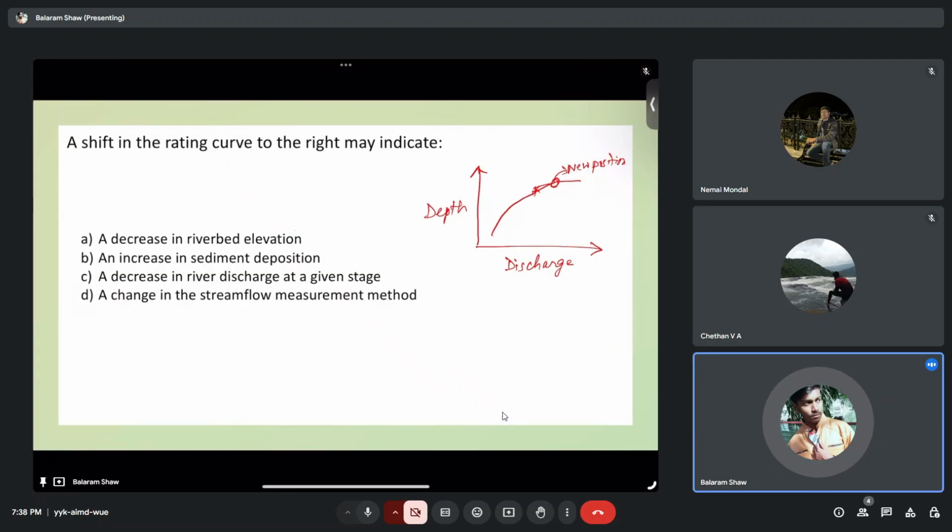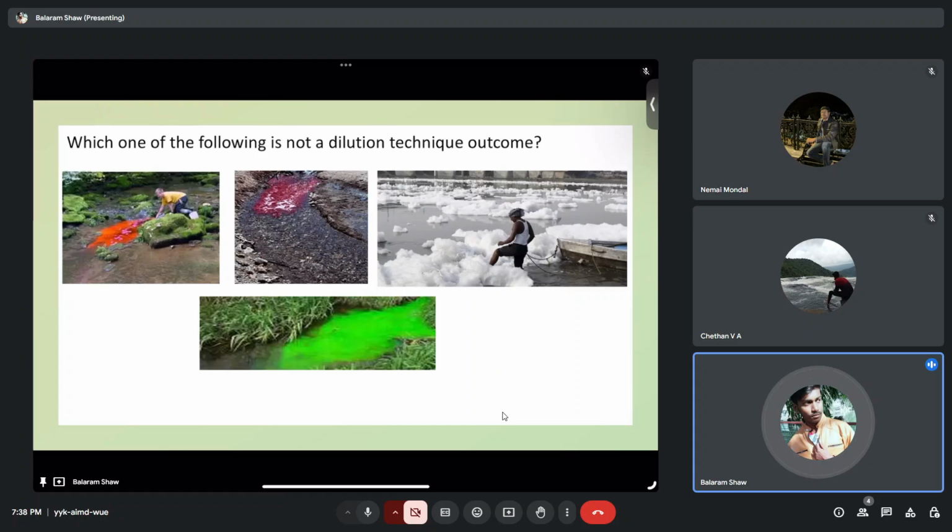Okay, so what we have, the river bed elevation, the depth, what is happening to the depth? The depth is increasing, right? So decreasing, the river discharge is also increasing. No, at a given stage. So at a given stage, let's say here we have, first we have here, no, it is increasing, a change in the streamflow measurement method. So the correct answer should be an increase in the river bed elevation. So the correct answer will be A.